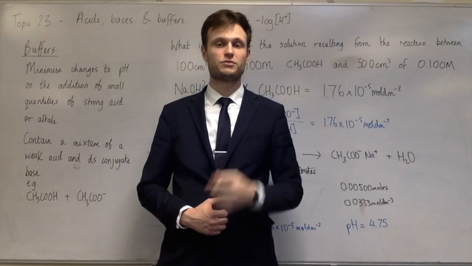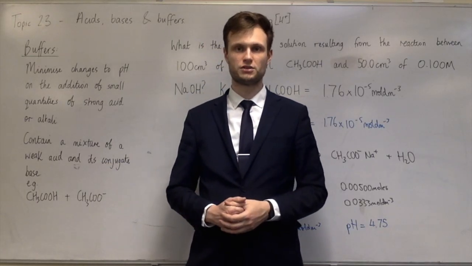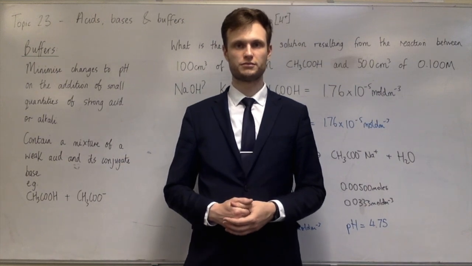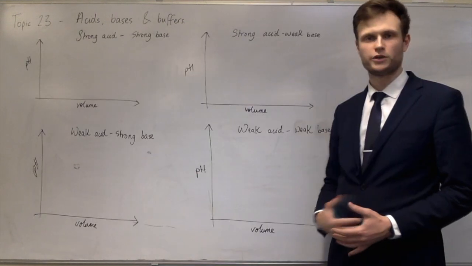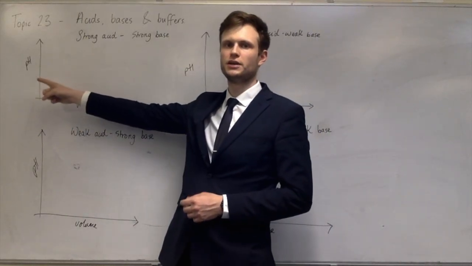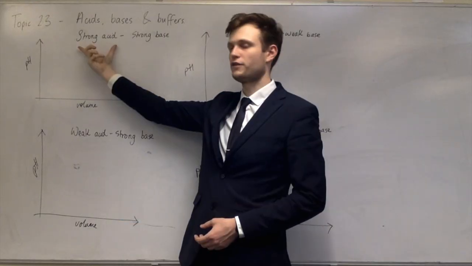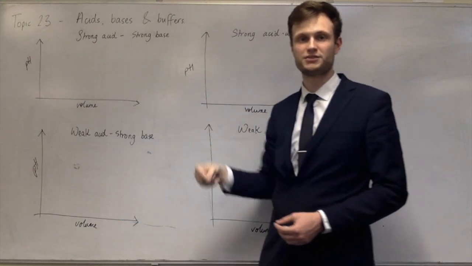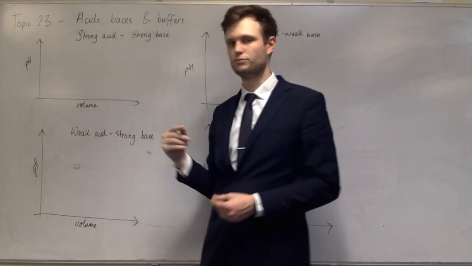Now there's one more thing we've got to do for acids, bases, and buffers, and that's talk about neutralization and neutralization curves. So I'm going to get rid of this and draw up the neutralization curves. What I mean by neutralization curves is how does the pH change in a neutralization titration, for example. So if I have a strong acid and I add a strong base to that, how does the pH change as I add more base?